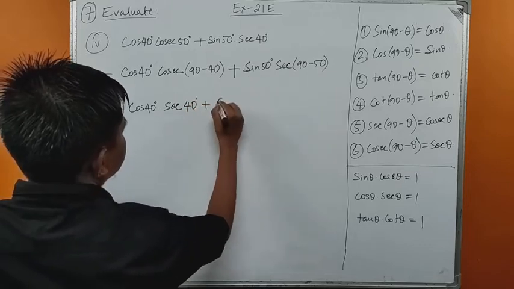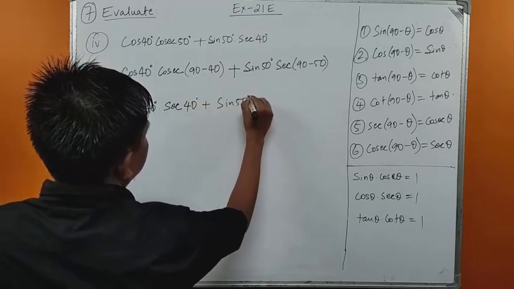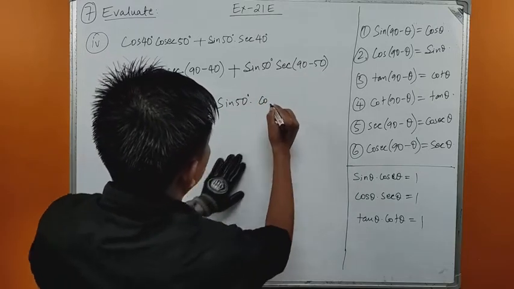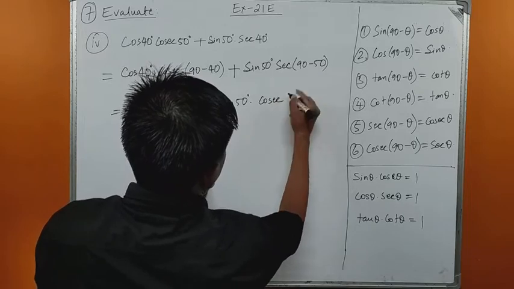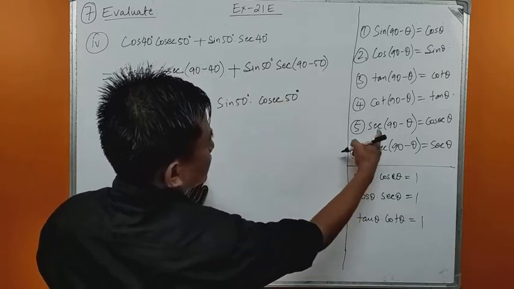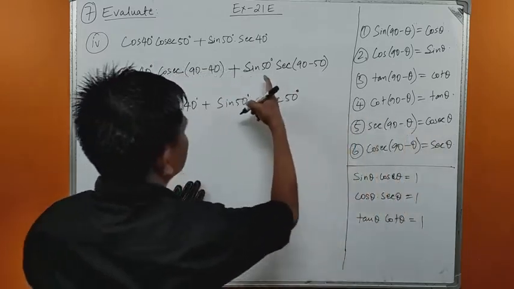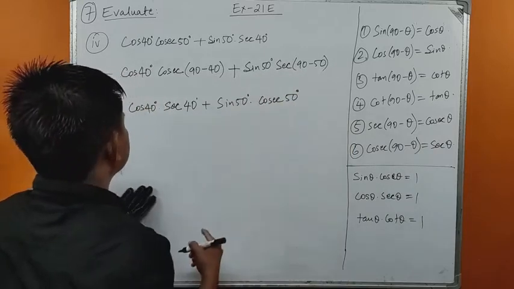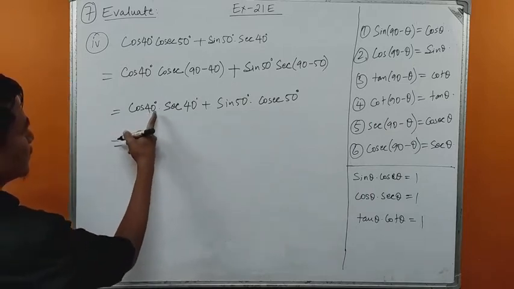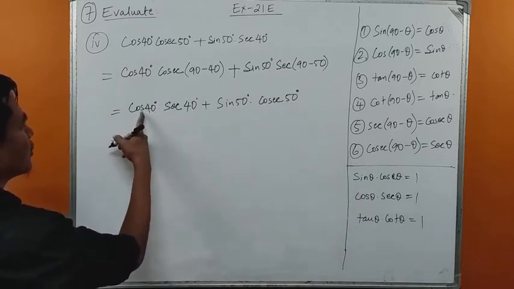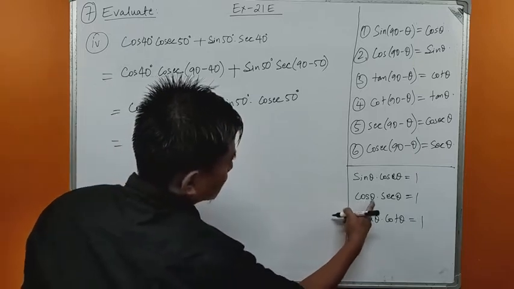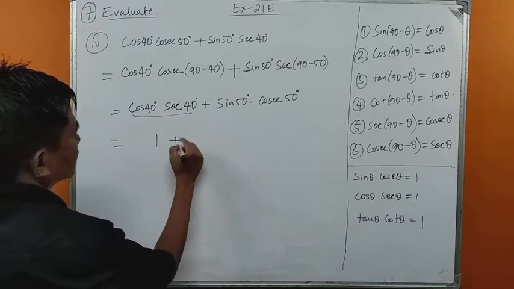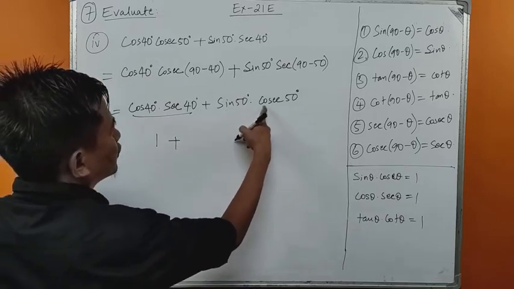plus this is sin 50. Sec 90 minus theta is cosec theta. So this sin 50, this sin 50, sec 90 minus theta is cosec theta. Okay, now we have the same angle 40 and 40. So cos theta into sec theta is 1, isn't it? So this is 1, plus sin 50 into cosec 50.